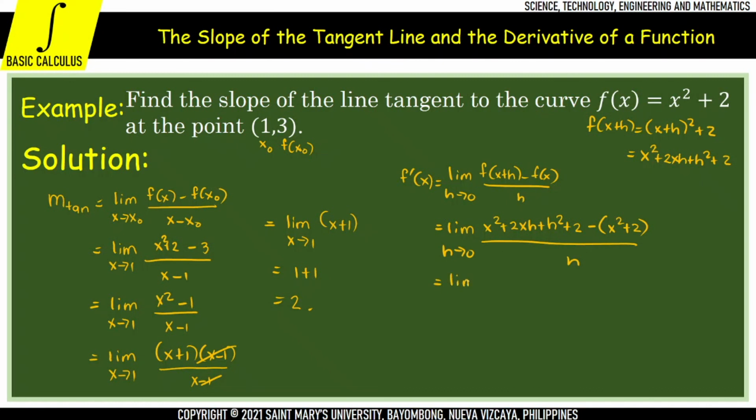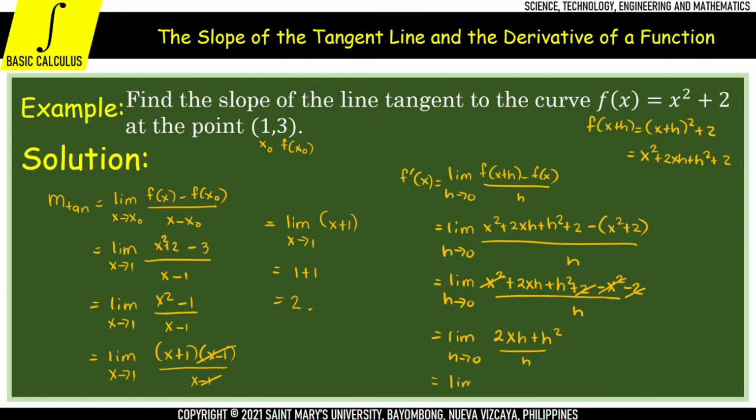Next, distributing negative 1 to our binomial, that will be equal to x squared plus 2xh plus h squared plus 2 minus x squared minus 2, all over the denominator h as h approaches 0. Negative 1 times x squared is negative x squared. Negative 1 times positive 2 is negative 2. Next, cancel similar terms with opposite signs. So we have x squared and negative x squared, positive 2 and negative 2. So we're left in the numerator with the limit of 2xh plus h squared all over h as h approaches 0.